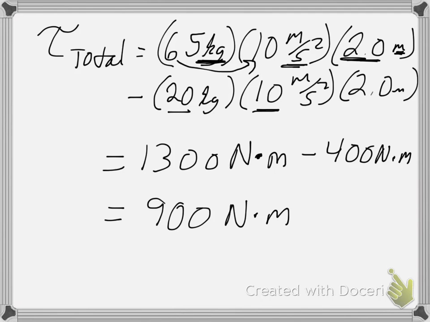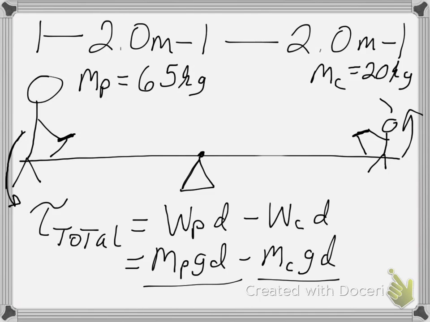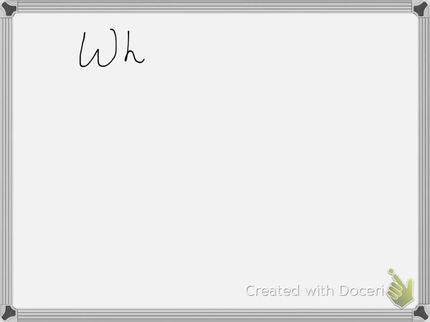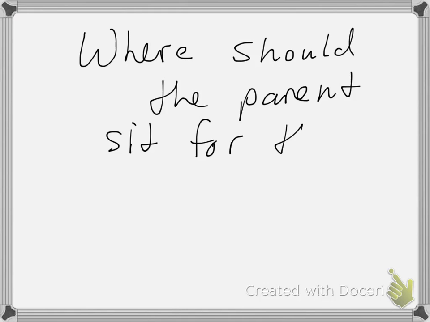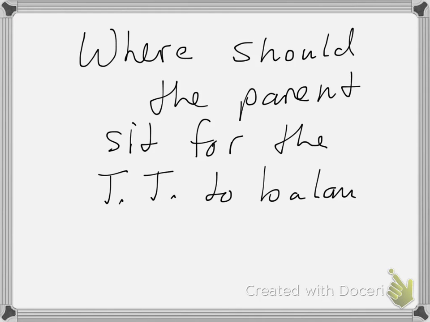And because it's positive, that means the counterclockwise rotation wins, which means that the parent wins, and the teeter-totter would behave just as expected. It would go down, and the parent would sit there on the ground. So now the question is, where should the parent sit for the teeter-totter to balance?